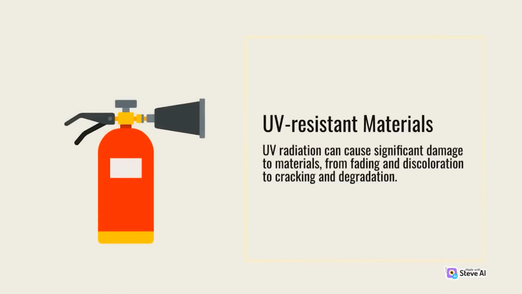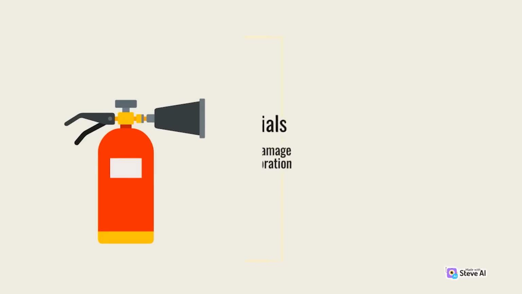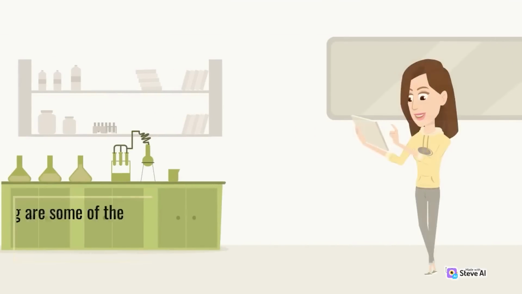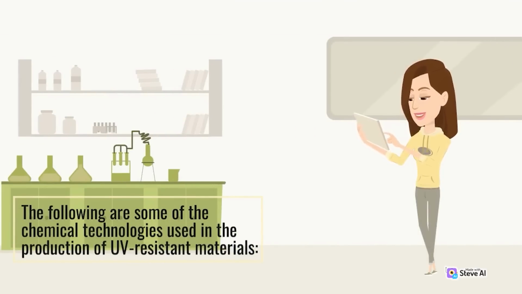UV-resistant materials. UV radiation can cause significant damage to materials, from fading and discoloration to cracking and degradation. To combat these issues, UV-resistant materials are used in various industries, including construction, automotive, and textiles. The following are some of the chemical technologies used in the production of UV-resistant materials.